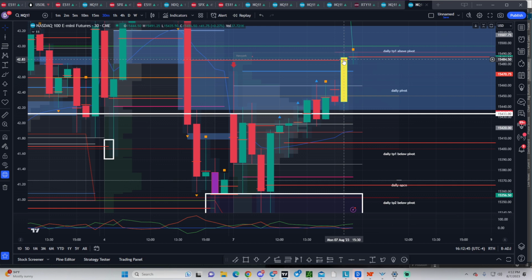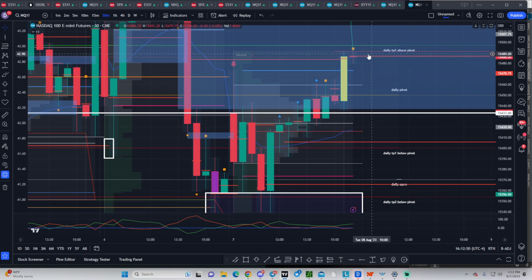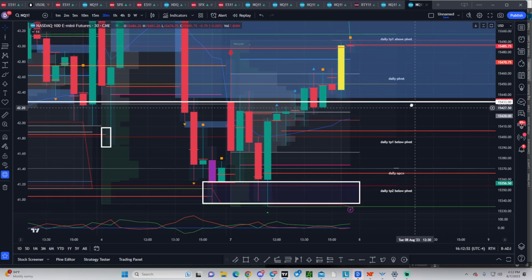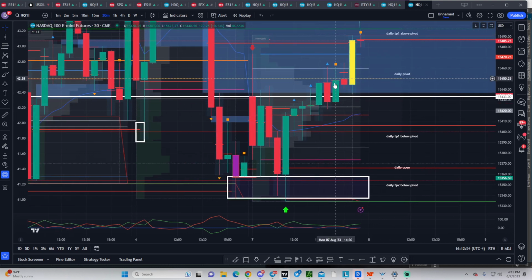Actually, the actual high was 15491.25. So this was a very nice trade, and we got chopped around here, but nonetheless, very important. And this POC is not a 4 hour. My apology. This is a 30-minute POC from Friday at 2 p.m.